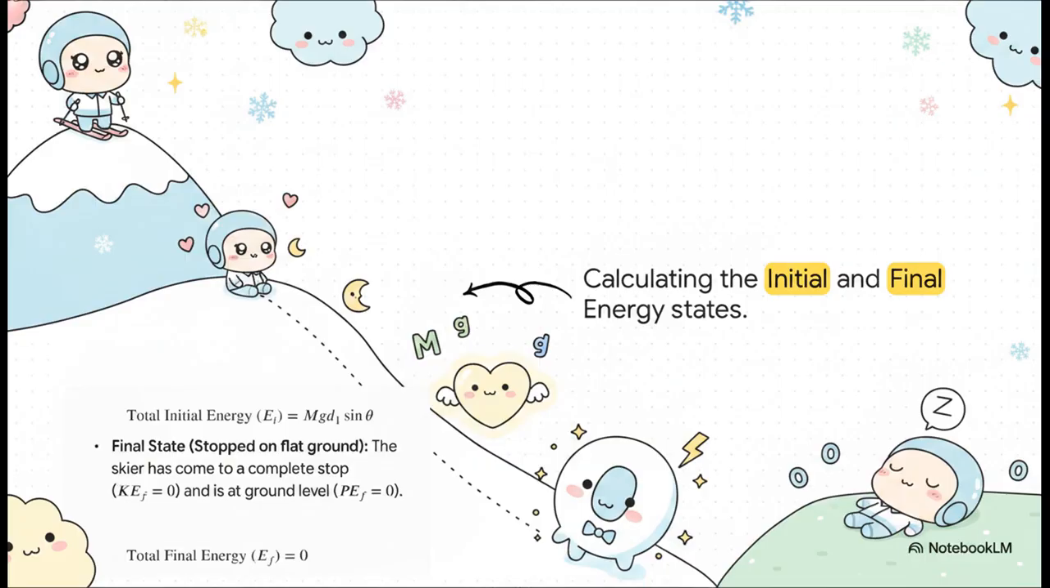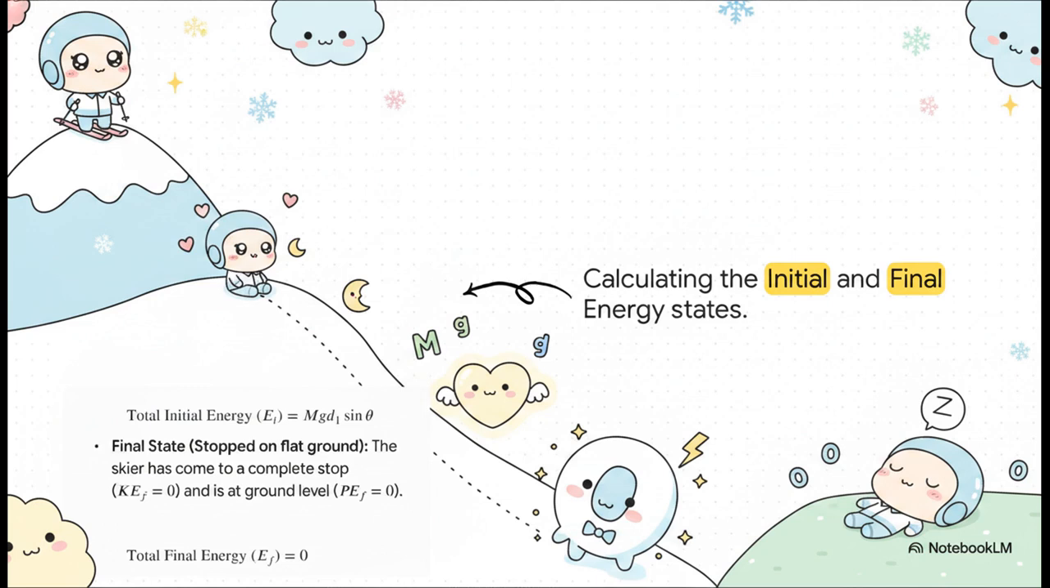Let's look at how elegant this is. In our initial state, at the very top of the hill, the skier is resting before the plunge. So, kinetic energy, 0. All their energy is stored up as potential energy, driven by how high up they are. And based on our geometry, that height is d1 times the sine of theta. So total initial energy is purely potential, m times g times d1 sine theta.